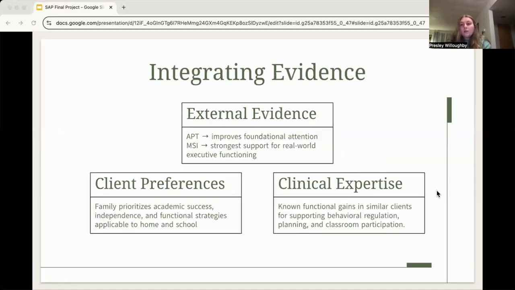So bringing together all three components of the EBP model, external evidence supports both APT and MSI, but MSI has stronger evidence for generalization, inhibition, planning, and real-world executive functioning. Clinical expertise indicates that MSI produces the most meaningful school and home-based improvements for adolescents with similar profiles, and client and family preferences strongly favor functional, school-related outcomes and strategy-based interventions.